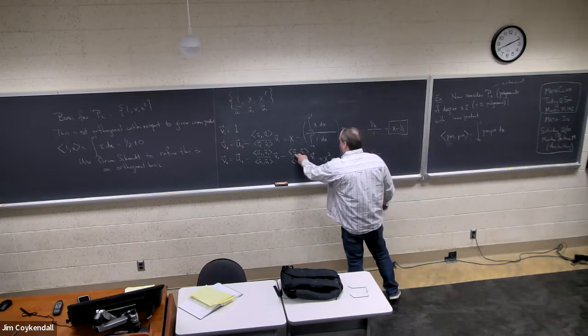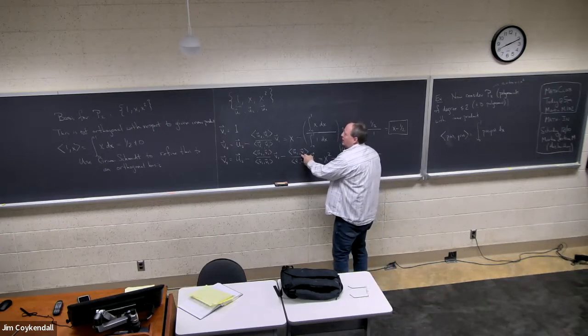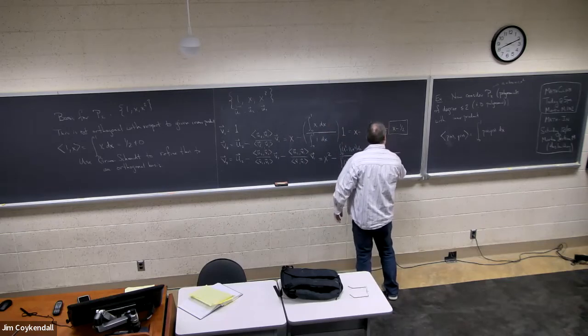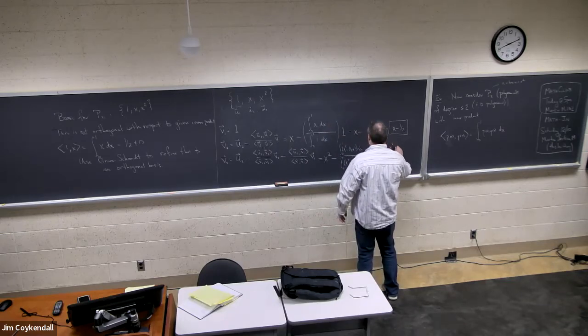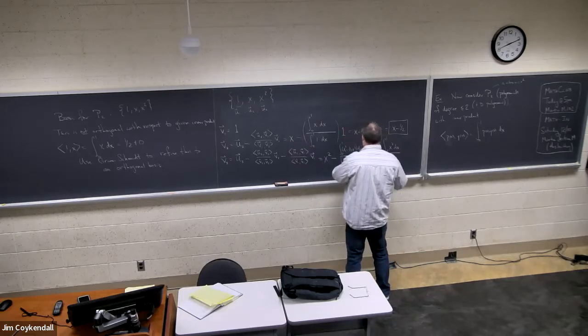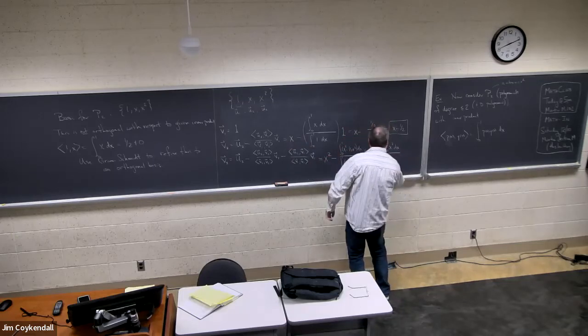Now, we've got to have U3 inner product B1. B1's just 1. So that's going to be the integral from 0 to 1 of x squared dx. And B1, sorry.